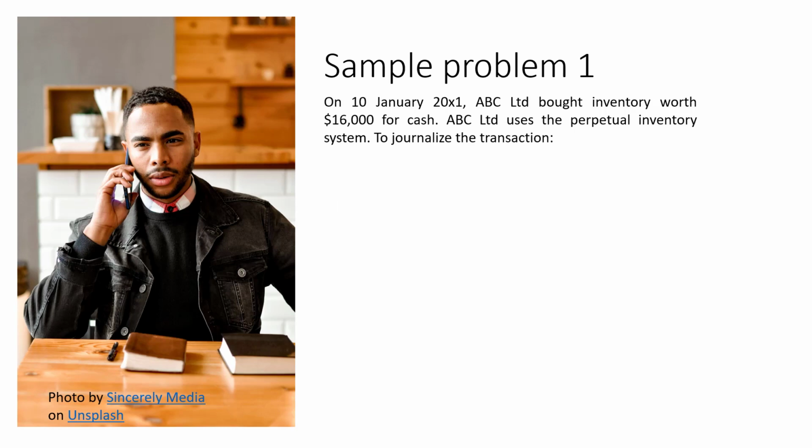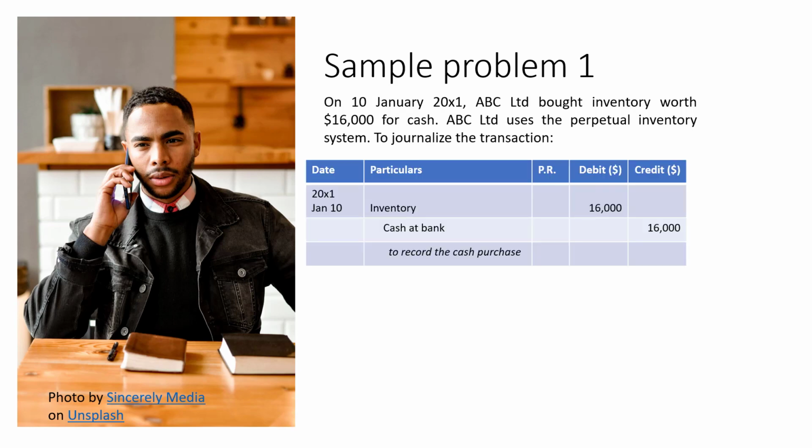So the first sample problem says here, on 10th January 20X1, ABC Limited bought inventory worth $16,000 for cash. ABC Limited uses the perpetual inventory system. So to journalize this transaction, we have debit inventory and then credit cash at bank.